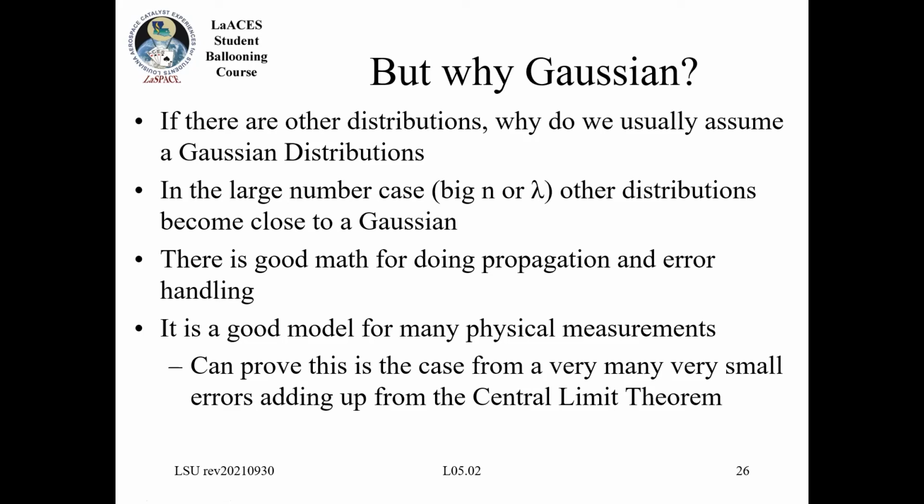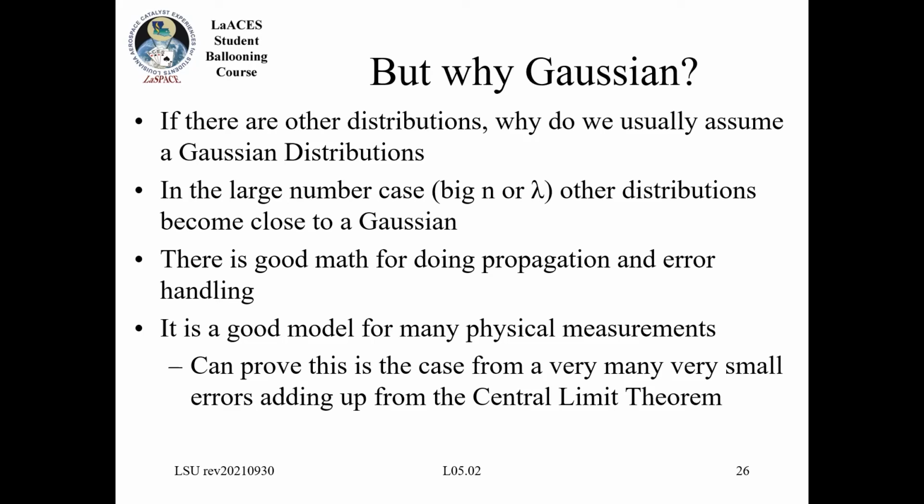for handling propagation of error on a Gaussian. All of those propagation of error formulas that I covered earlier assume a Gaussian distribution. And like I said, usually a Gaussian distribution is a good first guess for most physical measurements.